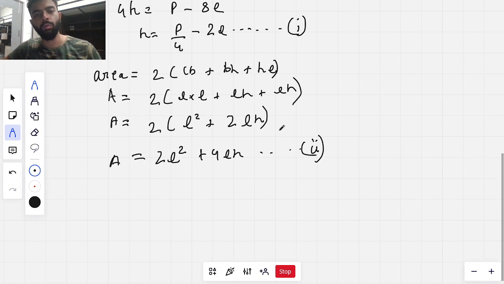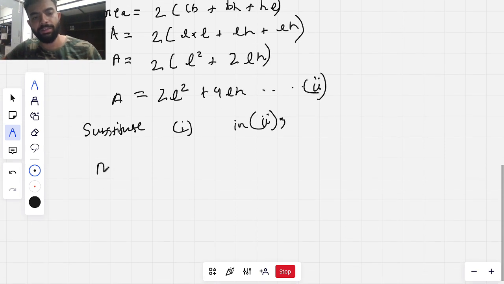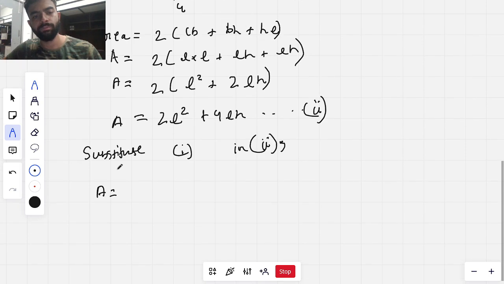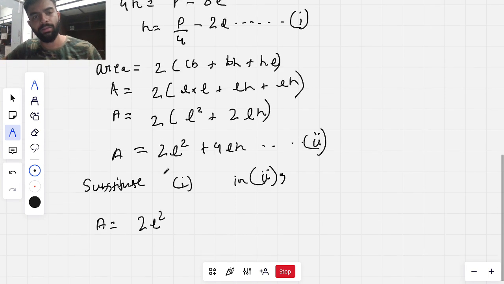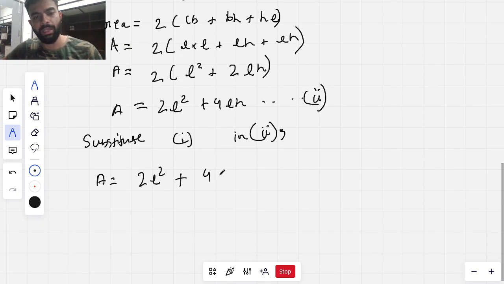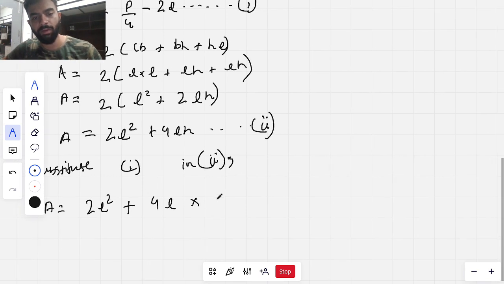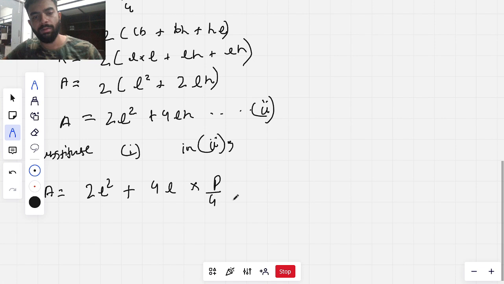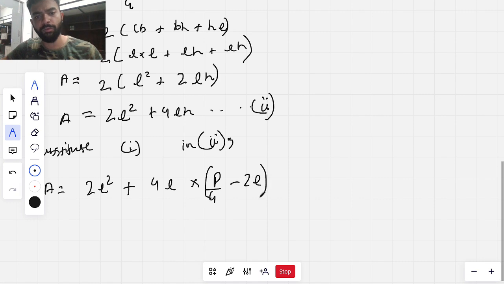Now I'm going to substitute 1 in 2. If I substitute 1 in 2, I get area equals 2L square, plus 4 into L into H, where I will substitute the value of H from above, which is P by 4 minus 2L, right?